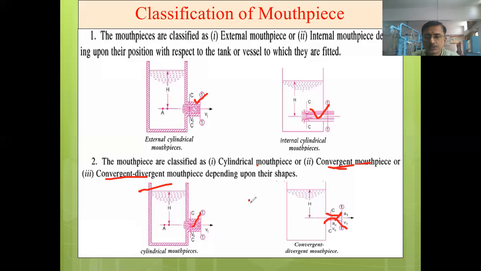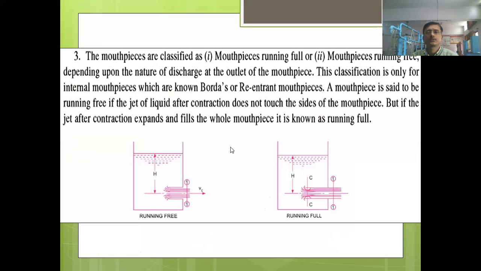Converging mouthpiece means it will have the shape like this. Okay, such kind of mouthpiece will be called the converging mouthpiece. Converging diverging means first of all it will be converging and then again it will be diverging. So depending upon the shape we have the different types of mouthpiece like this. And the last classification: mouthpieces are classified as mouthpieces running full and mouthpieces running free. Running full and running free means depending upon the nature of discharge at the outlet of the mouthpiece.